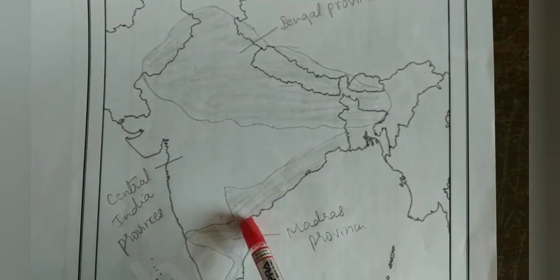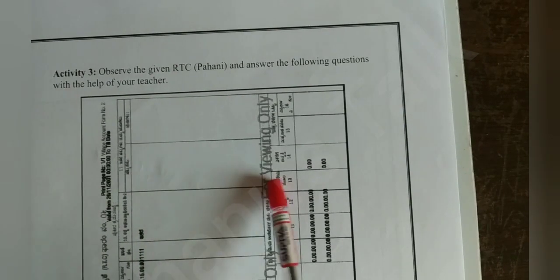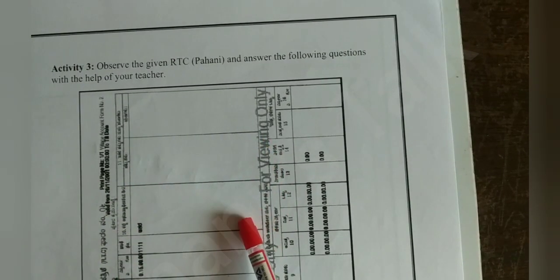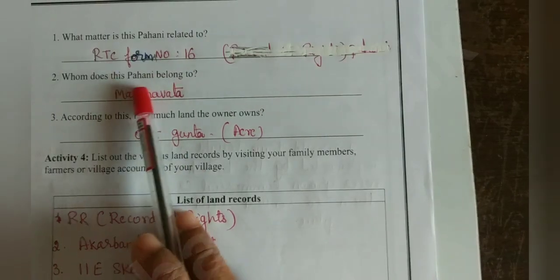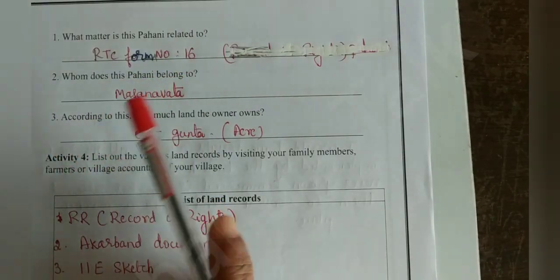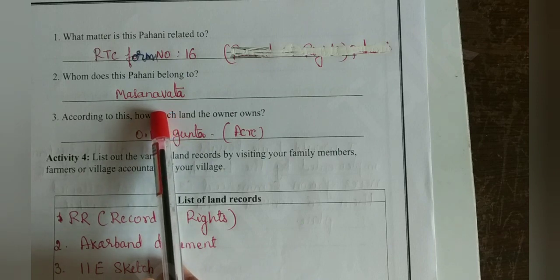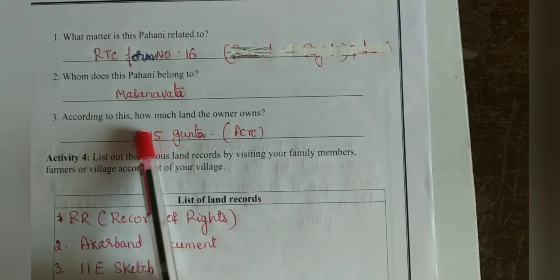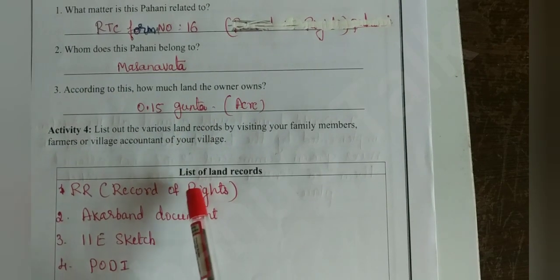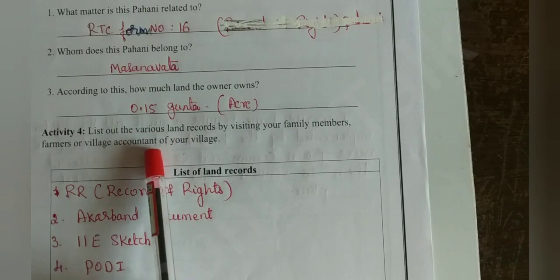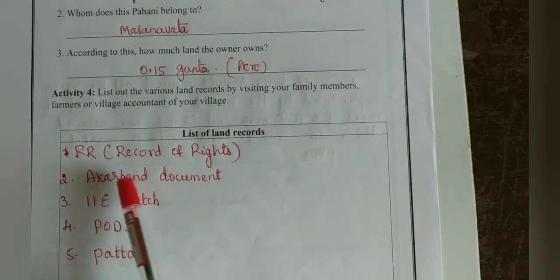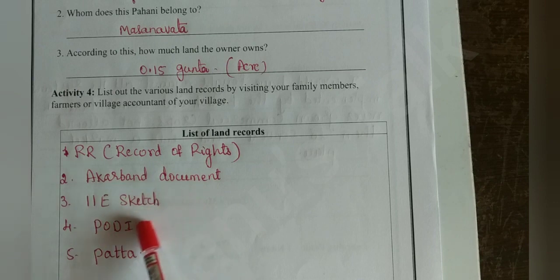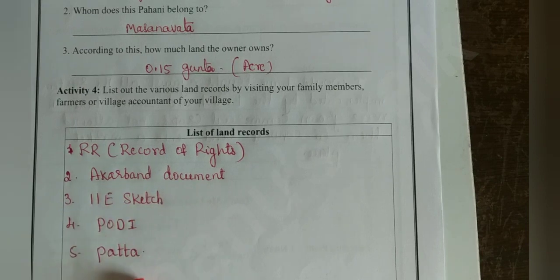Color this. Activity 3. Here an RTC pahani is given. So we have to write the answers for the given questions. So what matter is this pahani related? RTC form number 16. Whom does this pahani belong to? Masanawata. And how much land the owner owns? 0.15 gunta. And we have to list the land records in activity 4. Answer is RR, record of rights, Akarband document, 11E sketch, Podi and Patta.